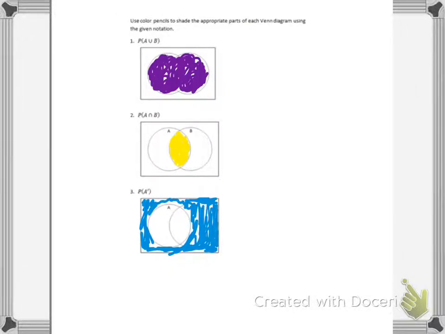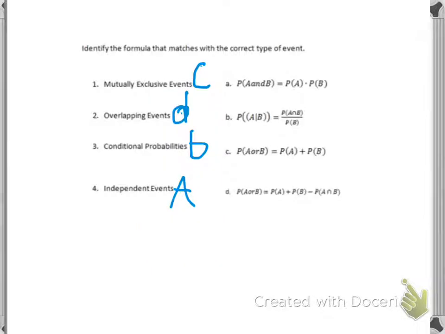Alright, we're going to draw these. A union B is the shading of A and B. A intersect B is shaded in the middle, the intersection, or A and B. A complement is everything that is not in A. Mutually exclusive events: probability of A or B is probability of A plus probability of B. Overlapping events: probability of A plus probability of B minus probability of A intersect B.